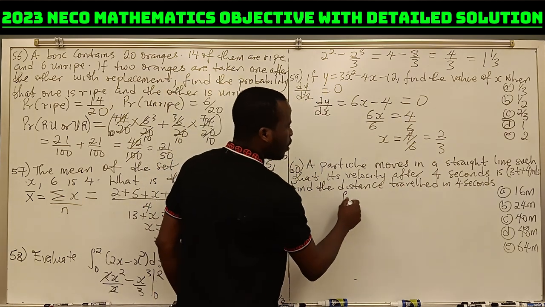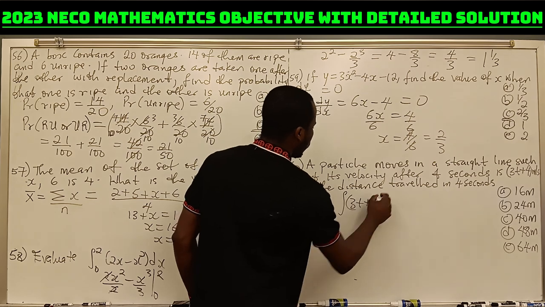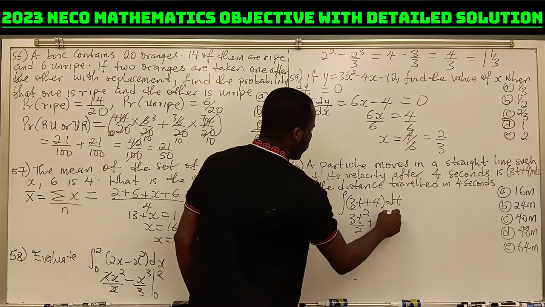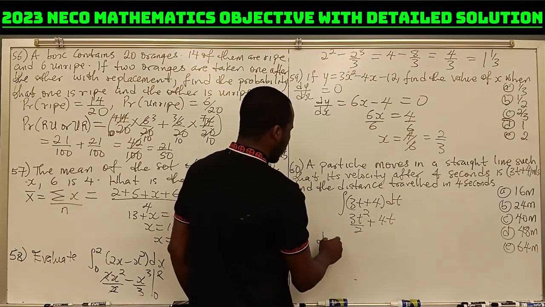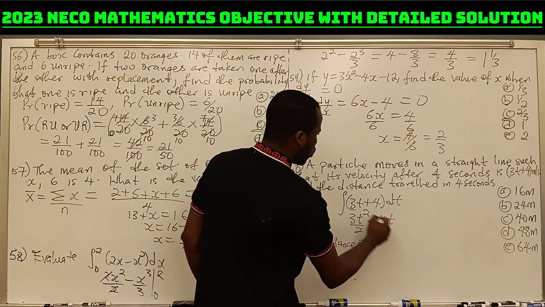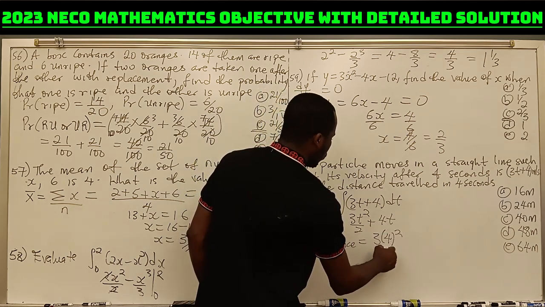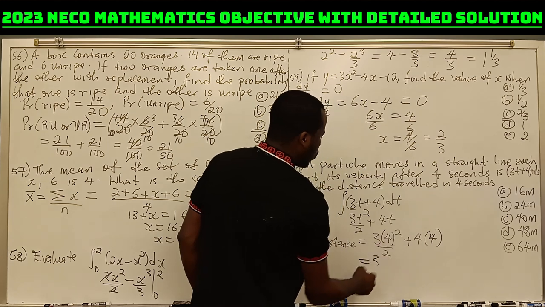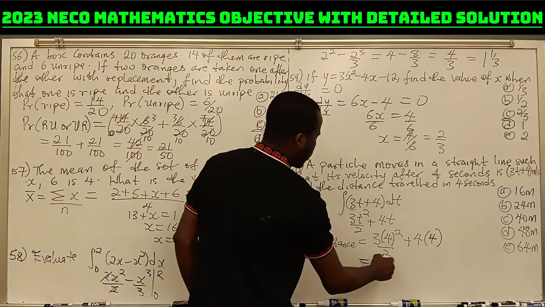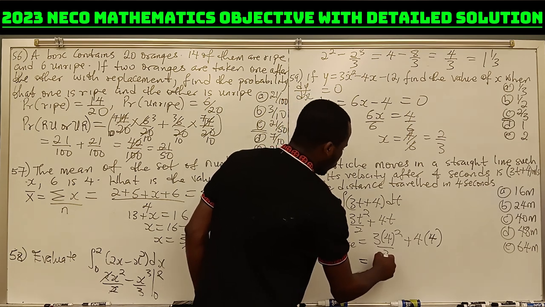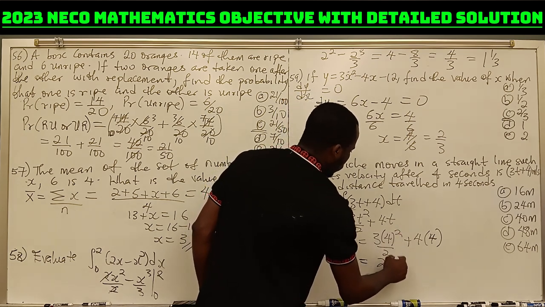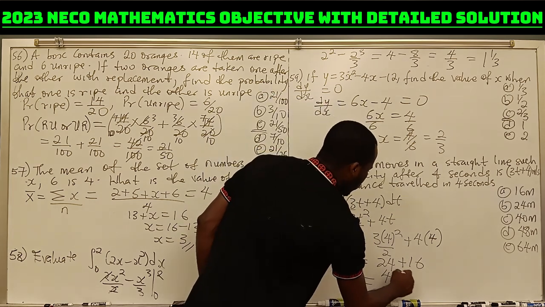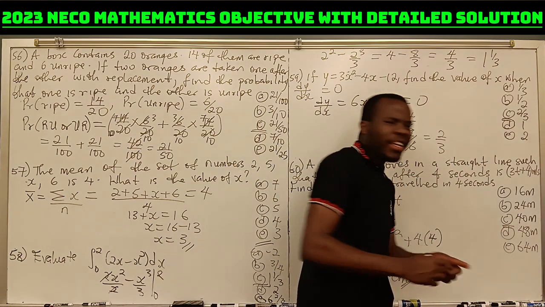So we'll have integral of 3t plus 4 dt. If we integrate this, we'll have 3t squared over 2 plus 4t. So the distance will now be 3, substitute 4, 4 squared over 2 plus 4 times 4. 4 squared is 16, 16 times 3 is 48, and 48 over 2 is 24 plus 16. 24 plus 16 is 40 meters. Which is C.